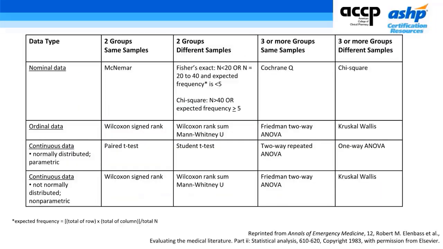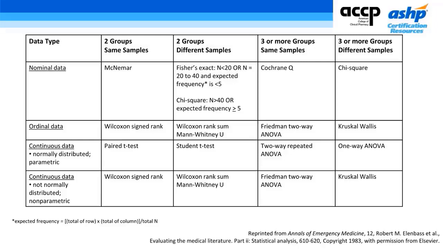The table depicted on this slide is one that I highly recommend that you memorize or keep for future reference. It is adapted from an older article, but nonetheless, none of this information has changed since 1983. This table lists the types of data. So we have nominal data, ordinal data, continuous data, and then that group is split between normal distribution and not normally distributed.